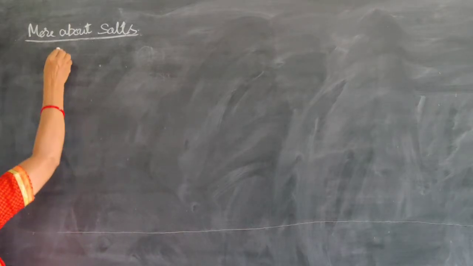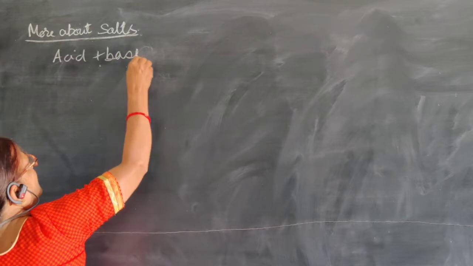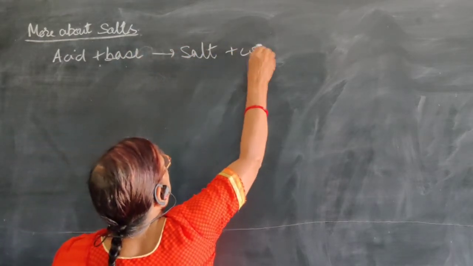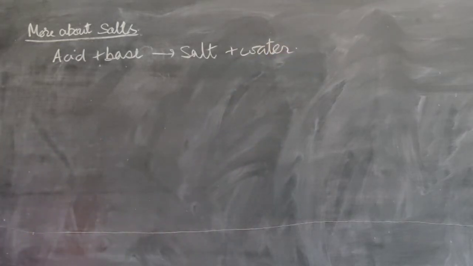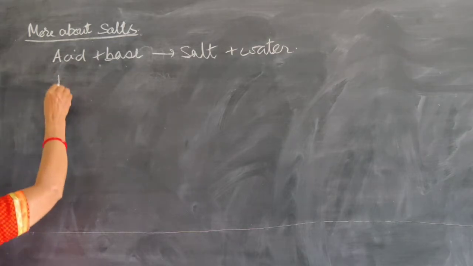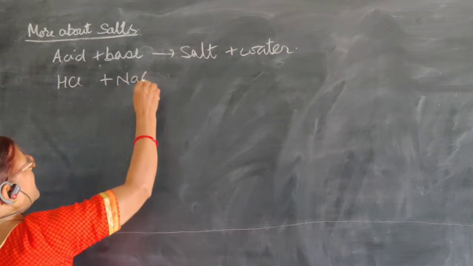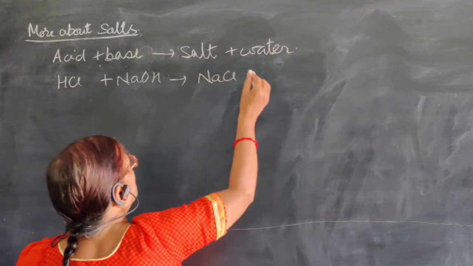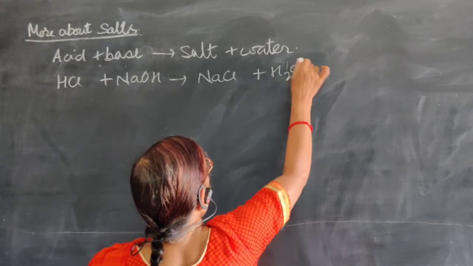When acid and base react with each other, they form salt and water. This reaction you have already studied, and that is called a neutralization reaction. Now we can take the example where the acid is HCl and the base is sodium hydroxide. Then you will get one salt, called sodium chloride, and water, that is H2O.